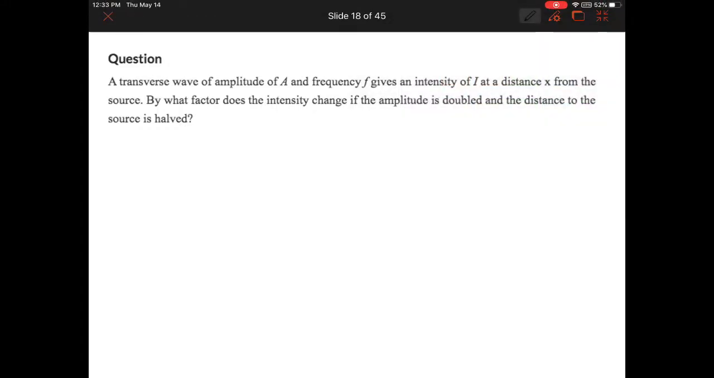Okay, this is one that we can do together because it's pretty complicated. A transverse wave of amplitude A and frequency F gives an intensity of I at a distance x from the source. That sounds really complicated, but it's going to be summed up pretty quickly here. By what factor does the intensity change if the amplitude is doubled and the distance to the source is halved? That is not easy. If the distance to the source is halved, I'm actually moving it closer. So that means that the intensity should go up.